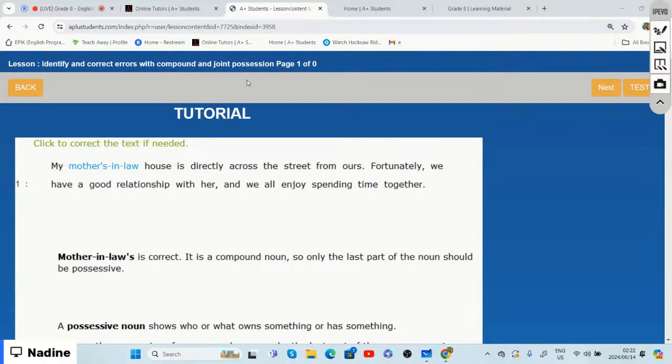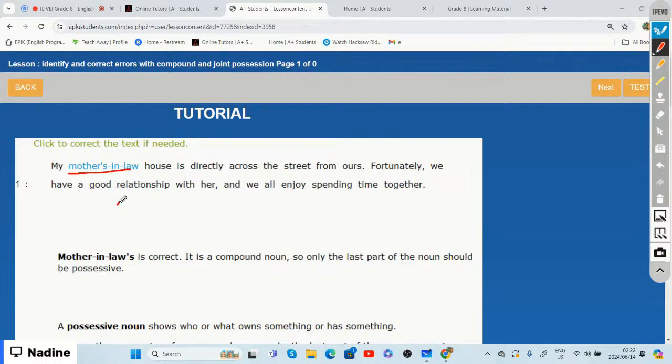And if we were to change or correct that word, especially the one in blue, then we only need to say mother-in-law, and we put the apostrophe and the S. So, my mother-in-law's house is directly across the street from ours. Fortunately, we have a good relationship with her and we all enjoy spending time together.